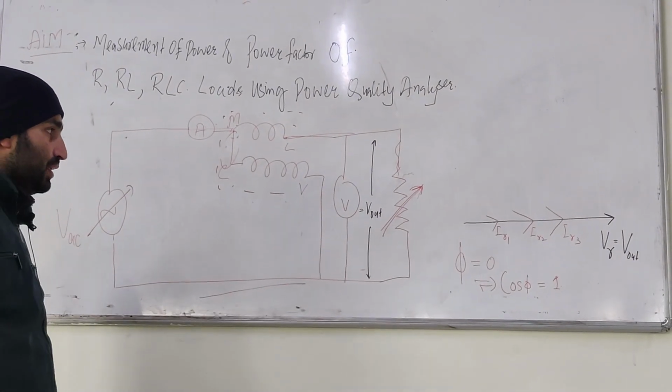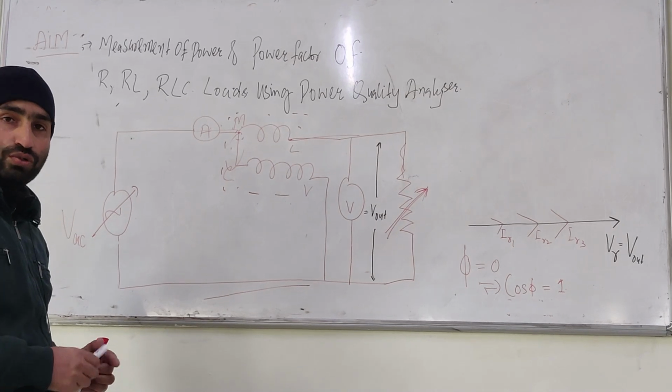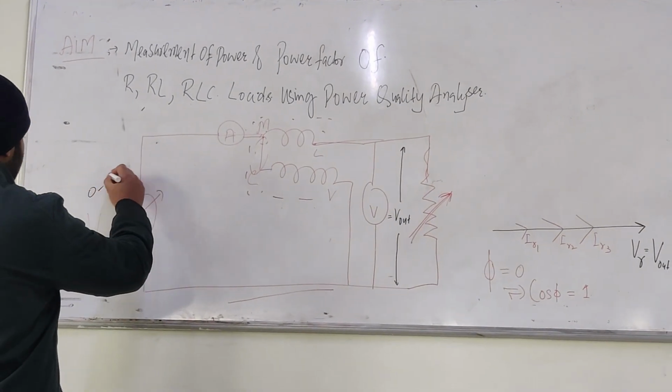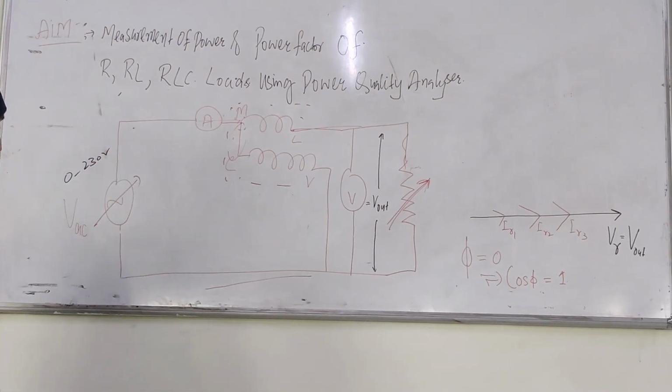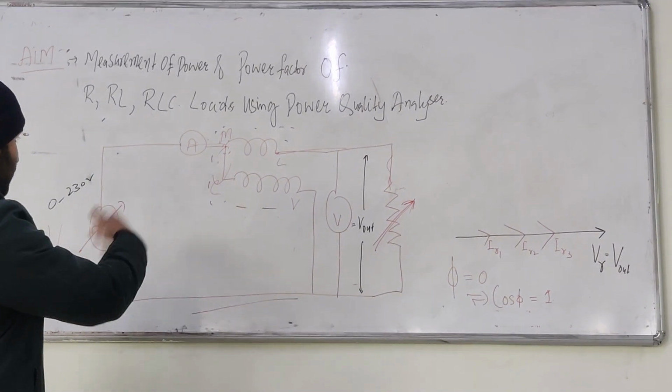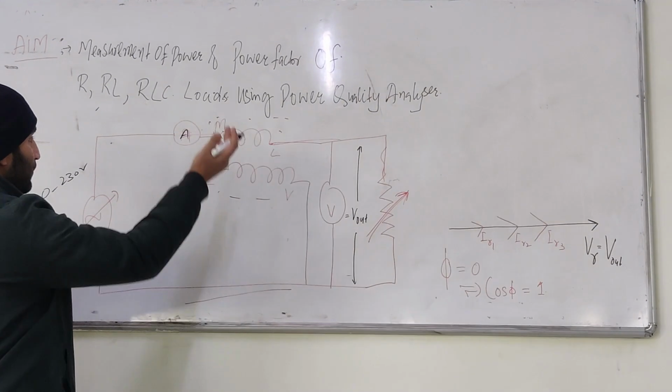First we will study the resistive loads. We are going to use only the resistive load. As you can see here, we have the input supply. We can vary it from 0 to 30 volts. It is a variable supply. We will give this by the auto transformer. Then we have the ammeter here.